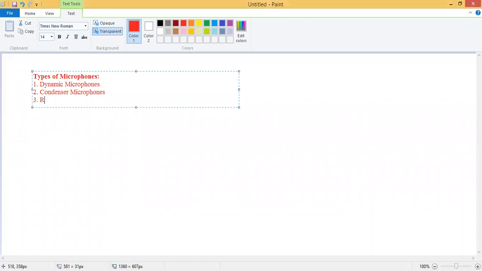Then third is ribbon microphone. Ribbon microphone, actually what happens? Between two plates, thin granules of carbon are placed. So when sound particles hit the diaphragm, the distance between two plates changes and the granules come closer. So because of that, resistance of that material changes, and accordingly current increases or decreases depending upon the vibrations of the microphone. And fourth is crystal microphone.